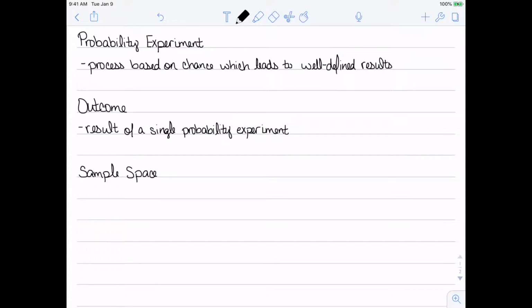We then have this idea of sample space. The sample space is all of the possible outcomes of the probability experiment. It's everything that could happen. So let's do a couple of examples of this before we get into a little more probability.